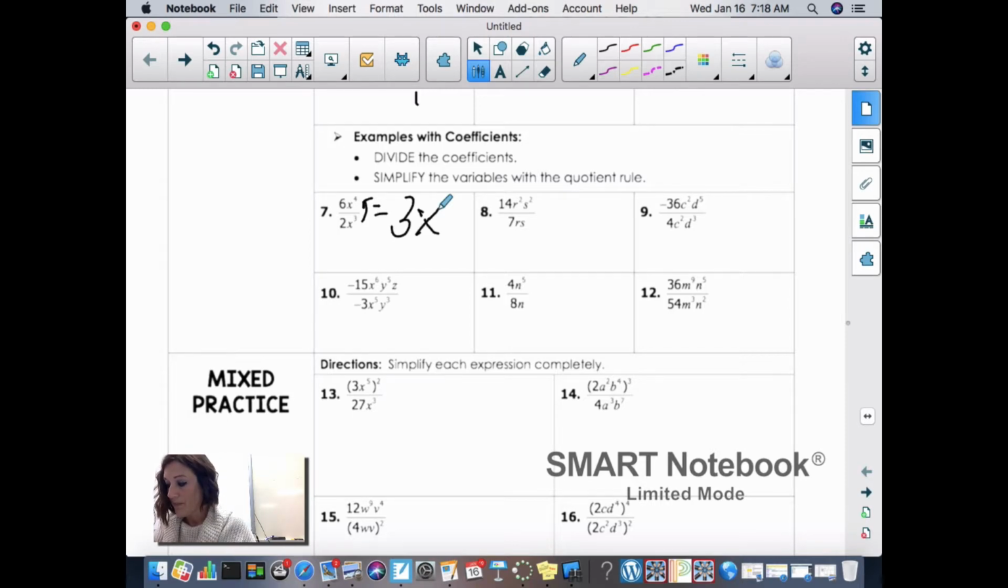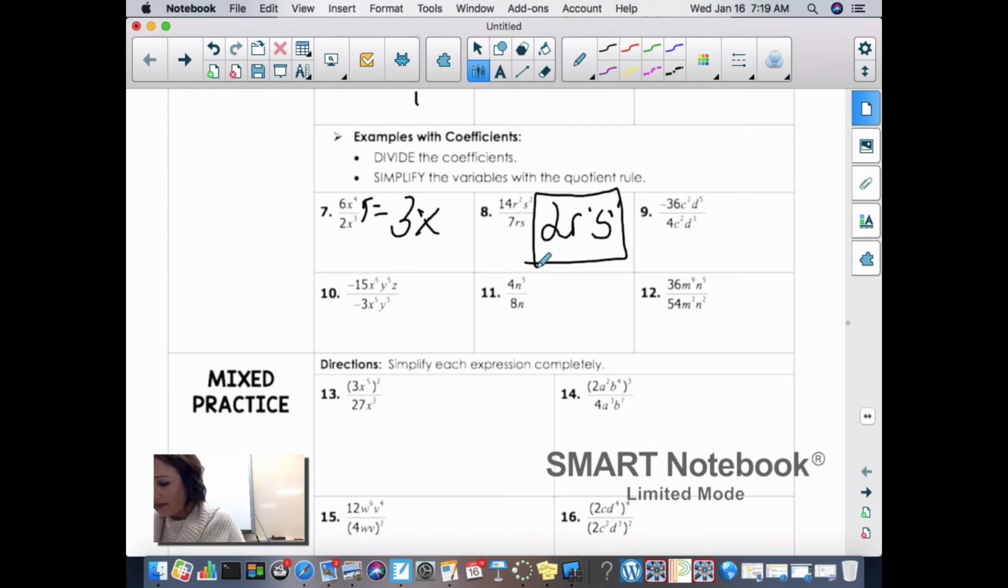Number 8, 14 over 7. 14 divided by 7 is 2. Then I go to my r's. I have r squared in the numerator and divided by r in the denominator. So bring that 1. This is r to the 1st in the denominator. Bring it up. And subtract 2 minus 1 is r to the 1st, which you don't need an exponent, but you can have it there. S is s squared over s. 2 minus 1 is s to the 1st power. So 2rs is our final answer here.